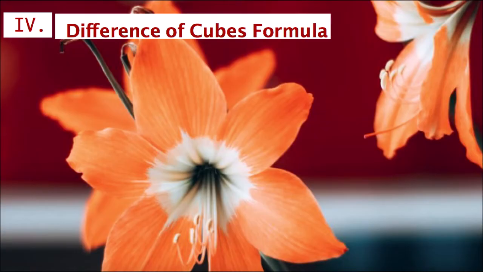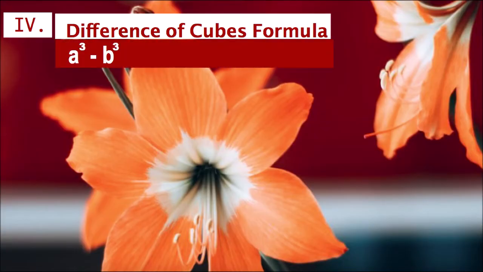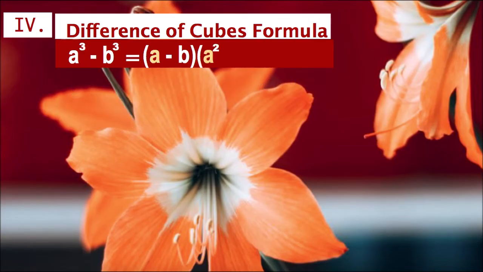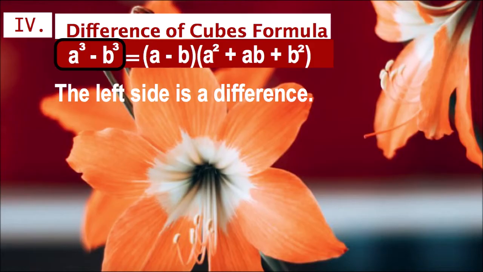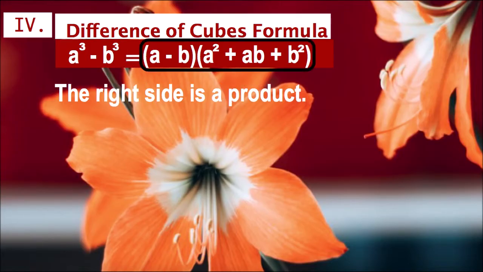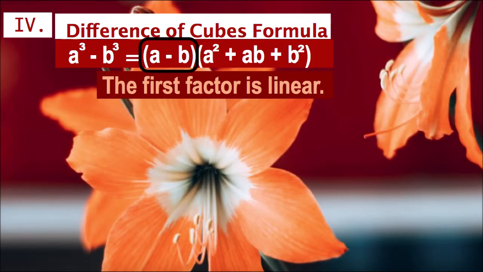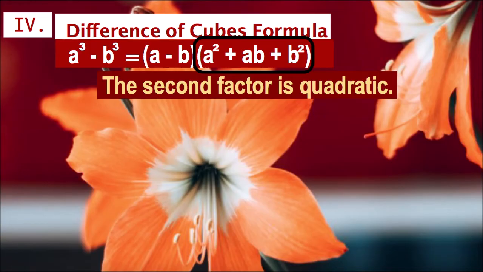4. Difference of cubes formula. a cubed minus b cubed is equal to a minus b. We've removed the cubes and kept the negative sign, times the quantity a squared plus ab plus b squared. The left side is a difference. The right side is a product. And the difference of cubes expands into a special product. The first factor is linear, and the second factor is quadratic.